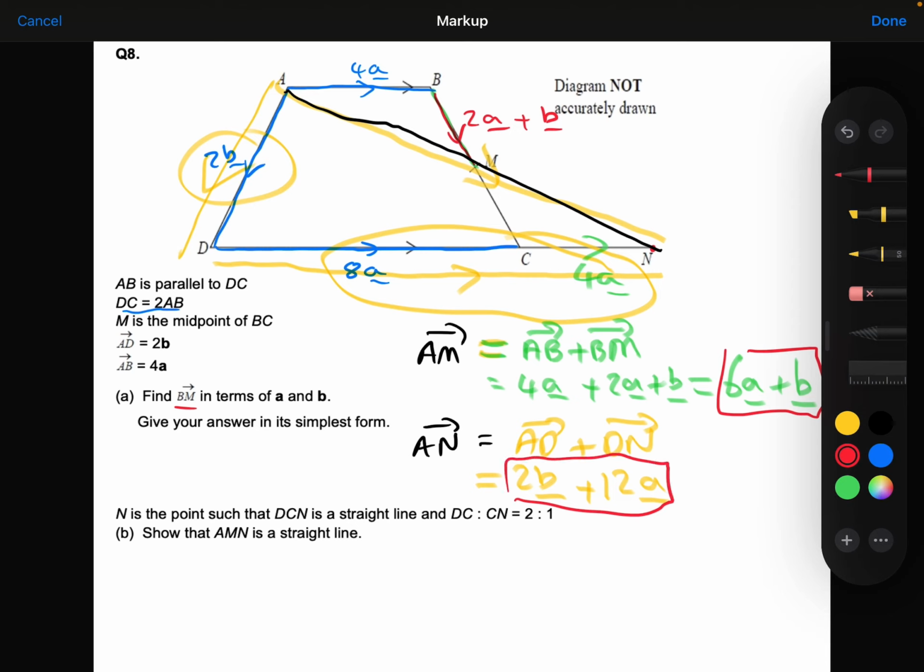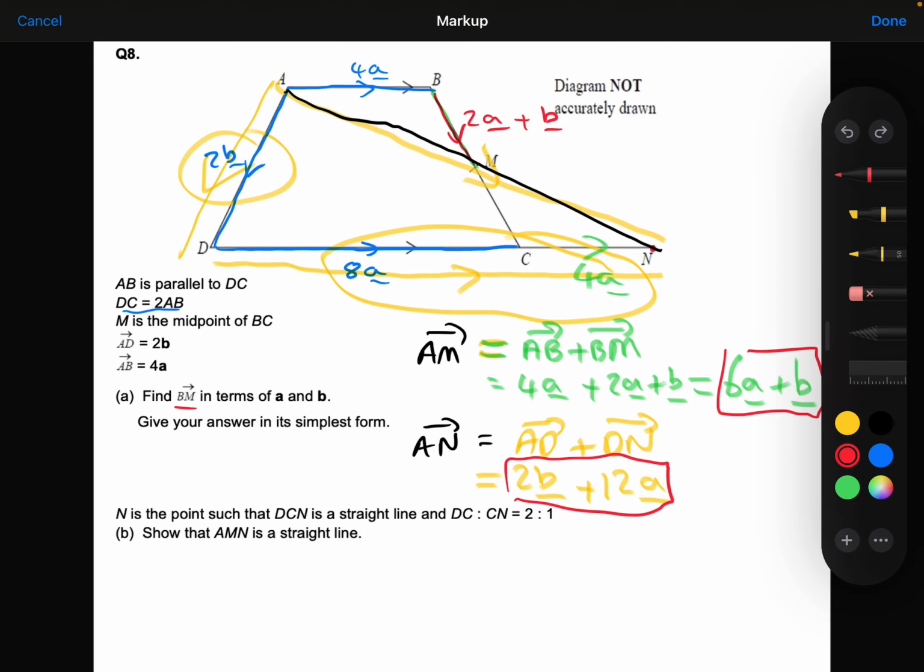Are those vectors parallel? Well, let's compare. Let's look at the a terms first of all. We've got a 6a here and a 12a here. So A to N is twice as big as A to M. The 12 is 2 times 6. Does that work with the b component? Is this twice as big as this? And yes, it is.